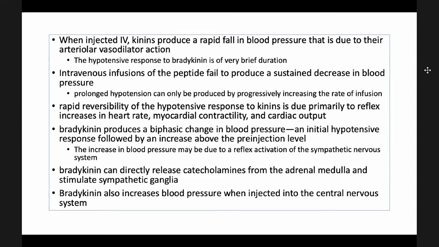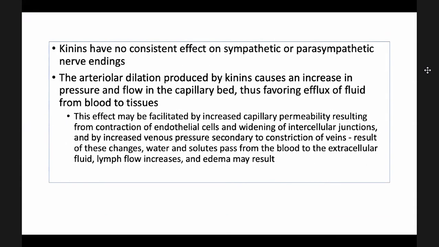Initially, you will have hypotension followed by an increase above the pre-injection level. The increase in blood pressure may be due to reflex activation of the sympathetic nervous system. Now, bradykinin can also directly release catecholamines from the adrenal medulla and stimulate sympathetic ganglia. It also increases blood pressure when injected into the central nervous system. Kinins have no consistent effect on the sympathetic or parasympathetic nerve endings.